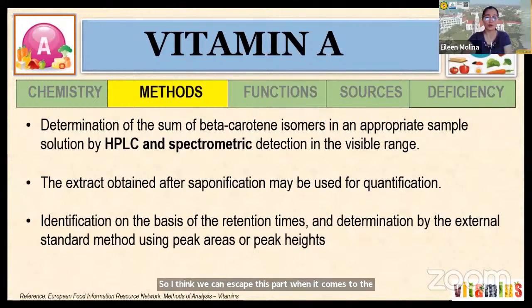I think we can skip this part when it comes to the method or the preparation for determination of the beta-carotene in our sample solutions. So we may go to the functions.